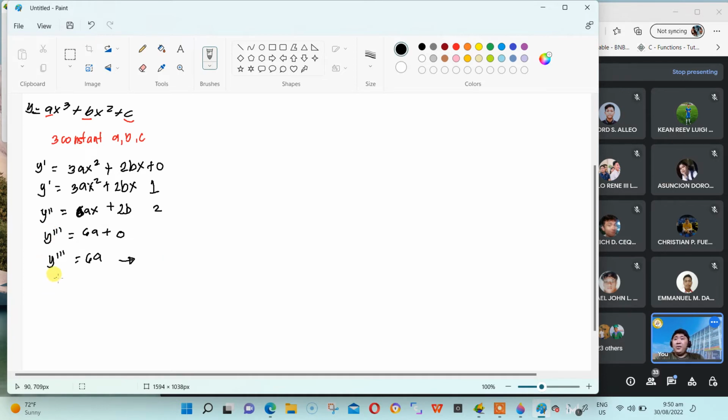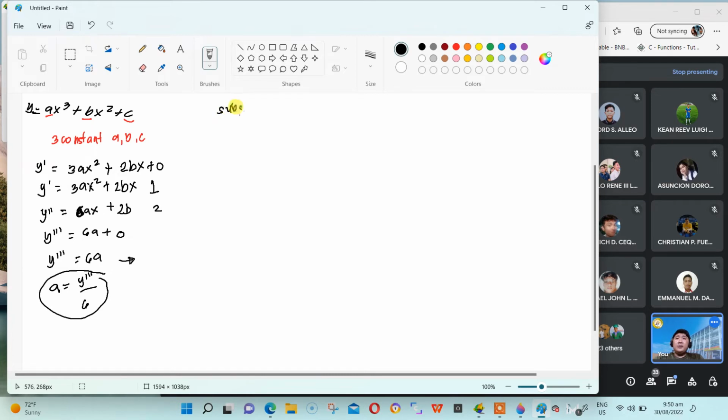We need to substitute. In this case, we could get the value of a, right? a is equal to y triple prime over 6. We could get the value of a. After that, we could substitute it in the second derivative to get the 2b, or to get the b. After that, we could substitute the a and b so that we could get the y prime. Okay, do you get it?